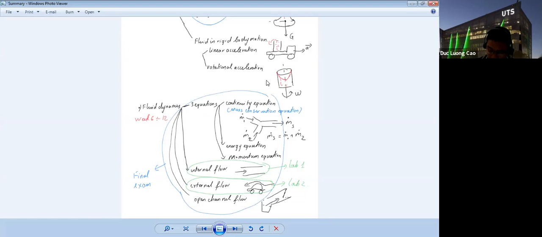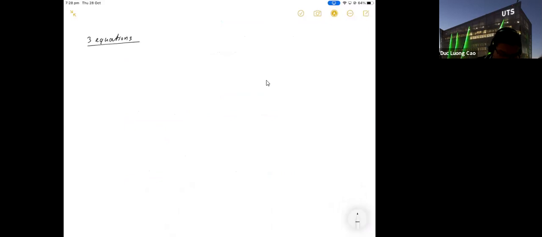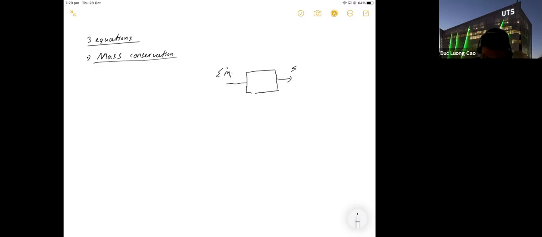Three equations. Firstly, you have 3 equations. The first one is the mass conservation. For the mass conservation equation, for example, we have a water tank like this, and if we have sigma mass in, mass flow rate, and sigma mass out, mass flow rate, this tank we call the control volume.